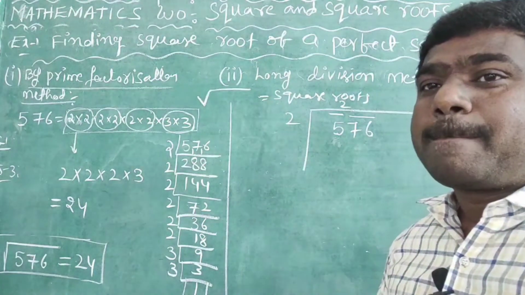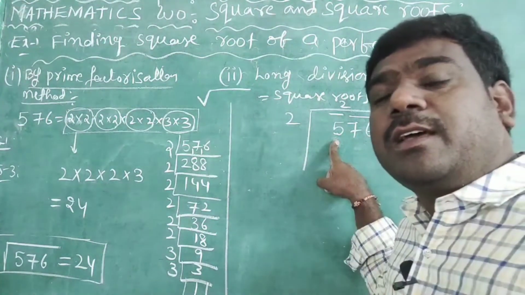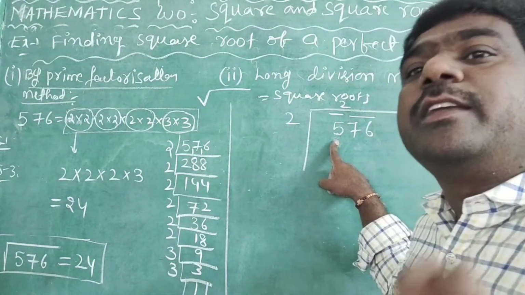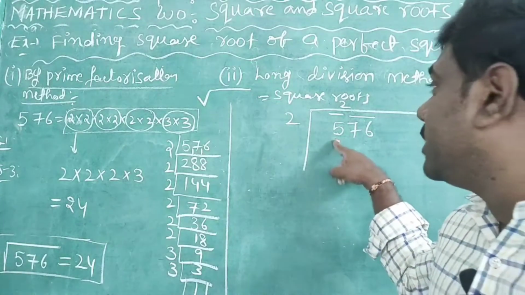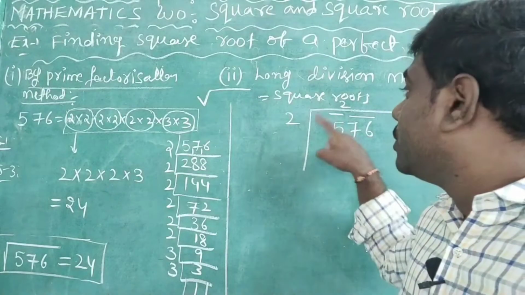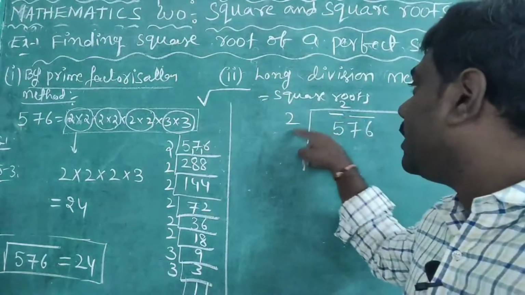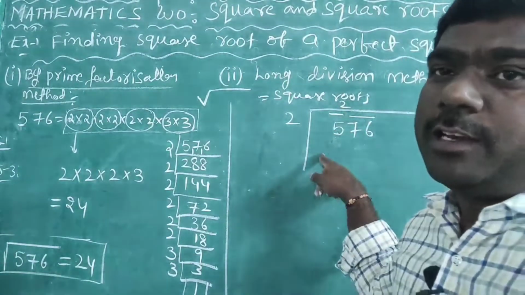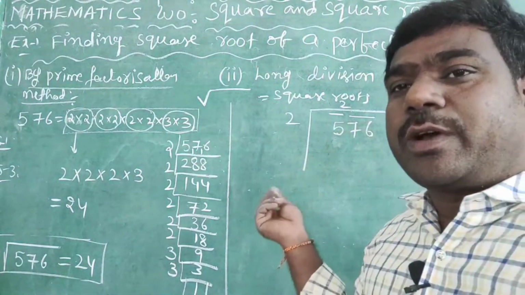Understand here? Very simple here. Take the first pair. Consider the number nearest to a perfect square, which is nothing but 4. So how to get 4? 2 into 2. Yes or no? 2 square is equal to 4. Nearest square is 4, when it is coming from 2 square.